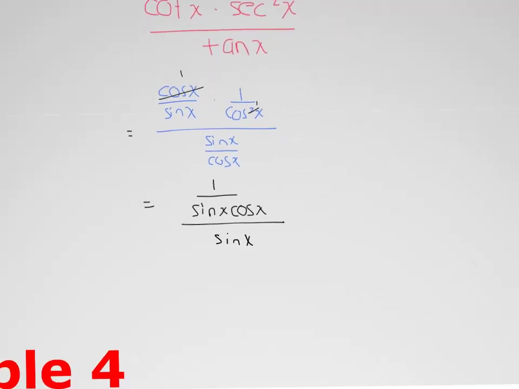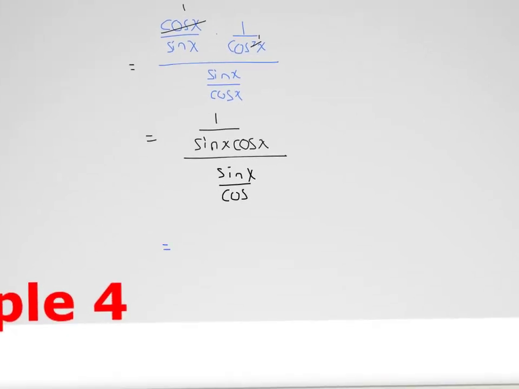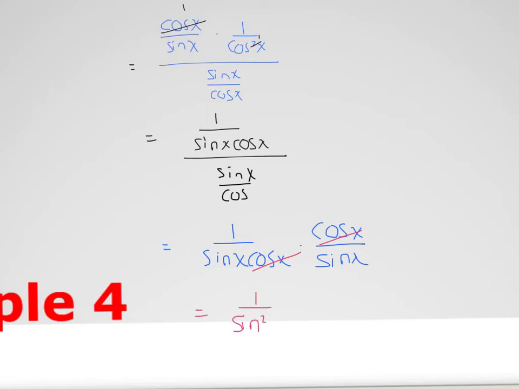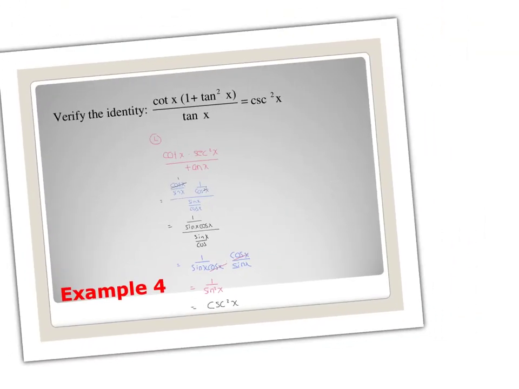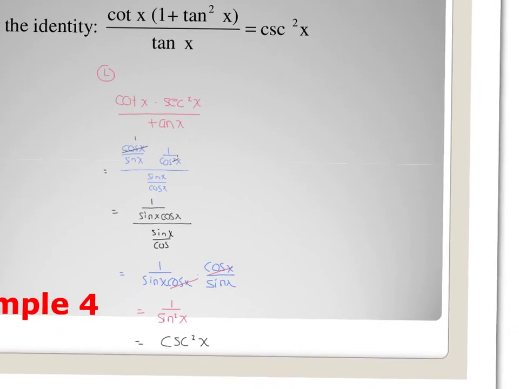sine over cosine. Keep, change, flip: 1 over sine x cosine x times cosine over sine. My cosines reduce and I'm left with 1 over sine squared x, and the reciprocal of that is cosecant squared x. Notice that I didn't even have to touch the right side. I was able to verify this all just working on the left.